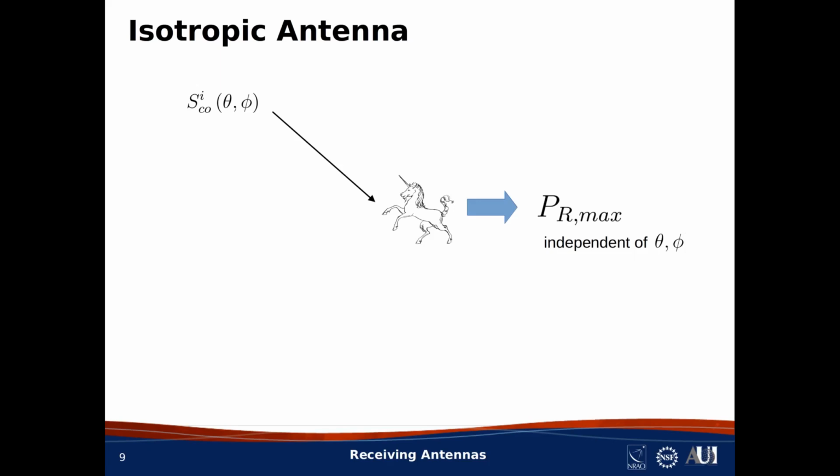Now, the reason this is ridiculous is because there is no physically realizable antenna which has this property. If you don't believe me, try this experiment. Take a dipole antenna and try to twist the wire in a way that makes its performance independent of direction. It can't be done.